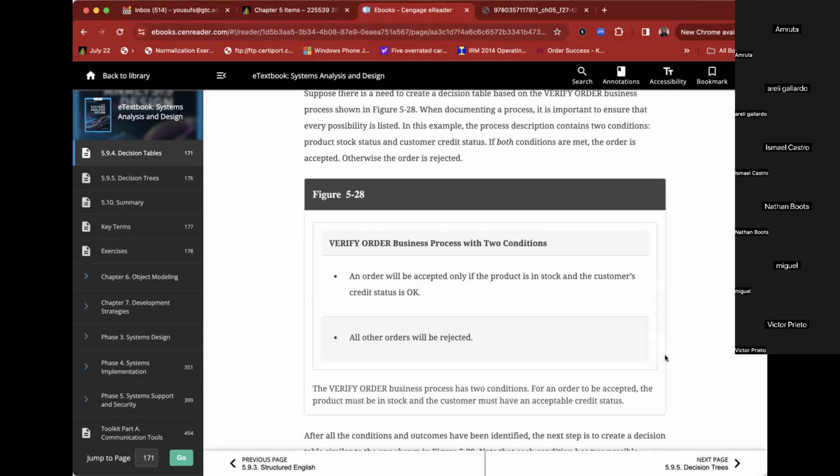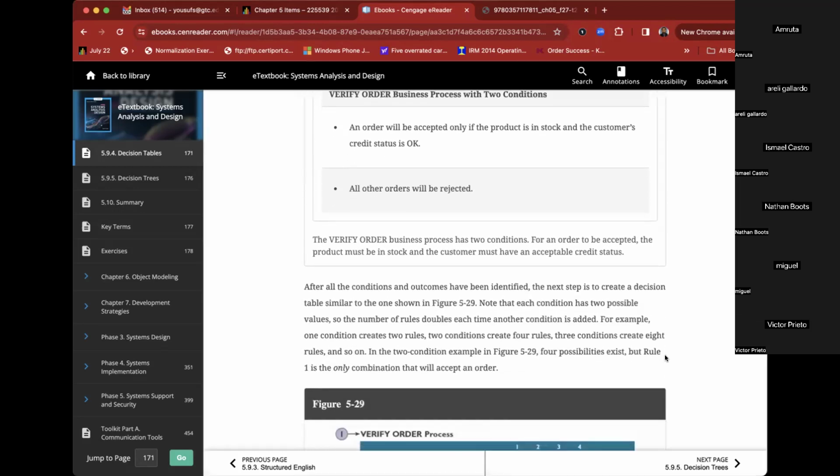Now comes the question, technically speaking, if the customer's credit status is okay, but the product is not in stock, can we order this product? No. What'd you say, Amruta? No, we can't, right? So customer's credit status is meaningless unless the product is in stock. Yeah. Okay? Okay, now let's have a look at it.